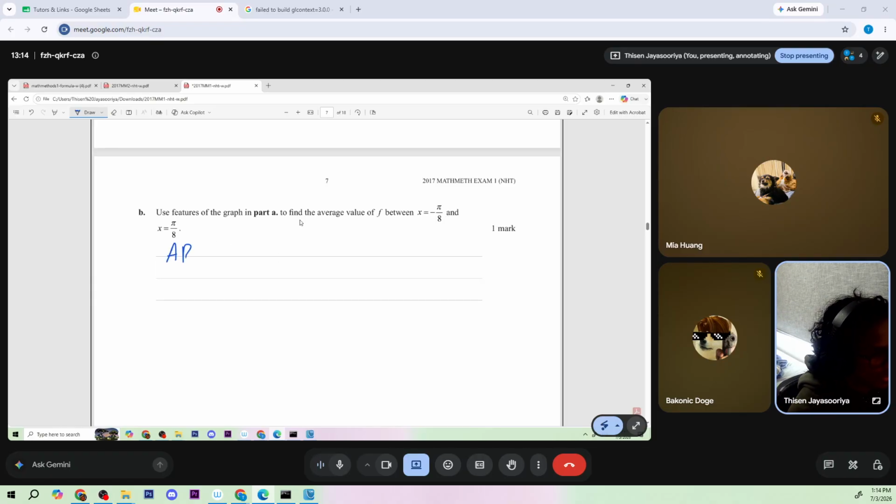So we need to remember the AROC formula, right? Oh, wait. Here it says average value. I almost dropped the mark there. So it says average value, not average rate of change. So that means that the average is just equal to 1 over pi over 8 take neg pi over 8, right? From neg pi over 8 to pi over 8.